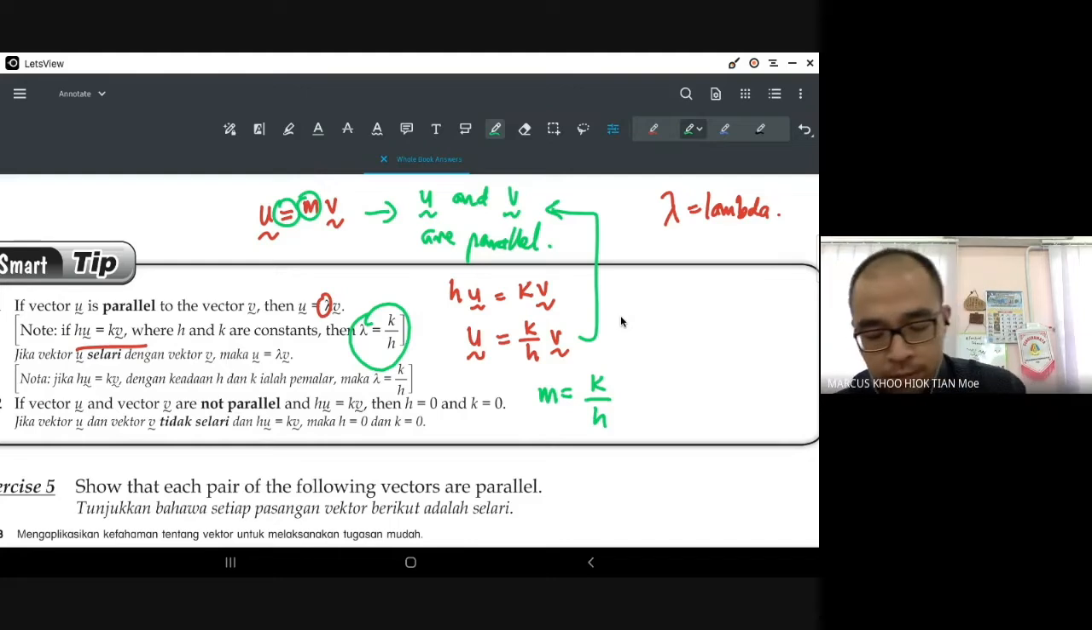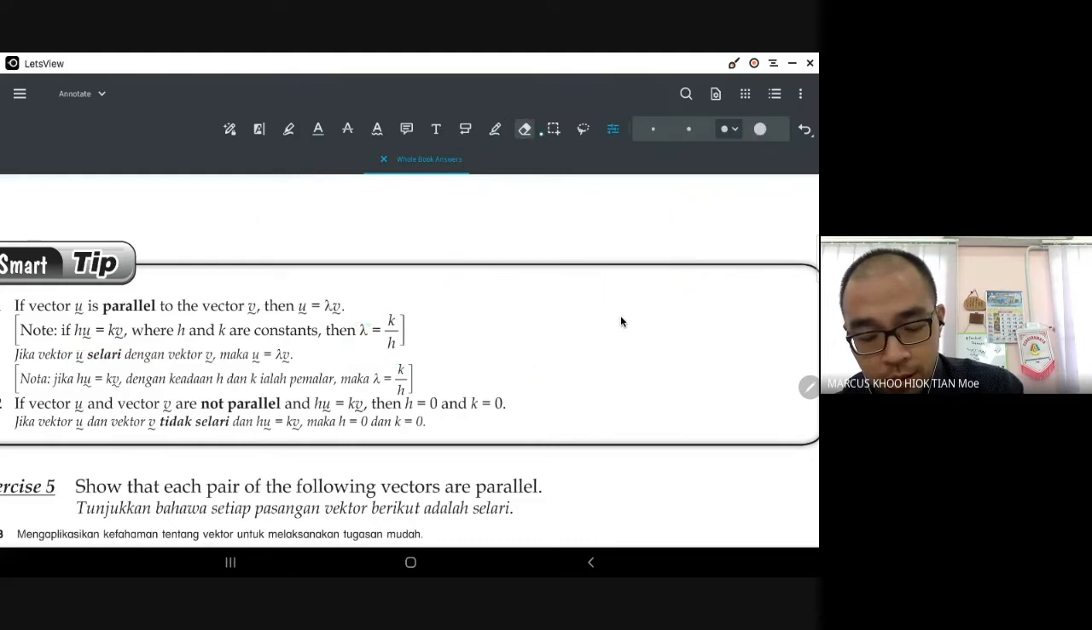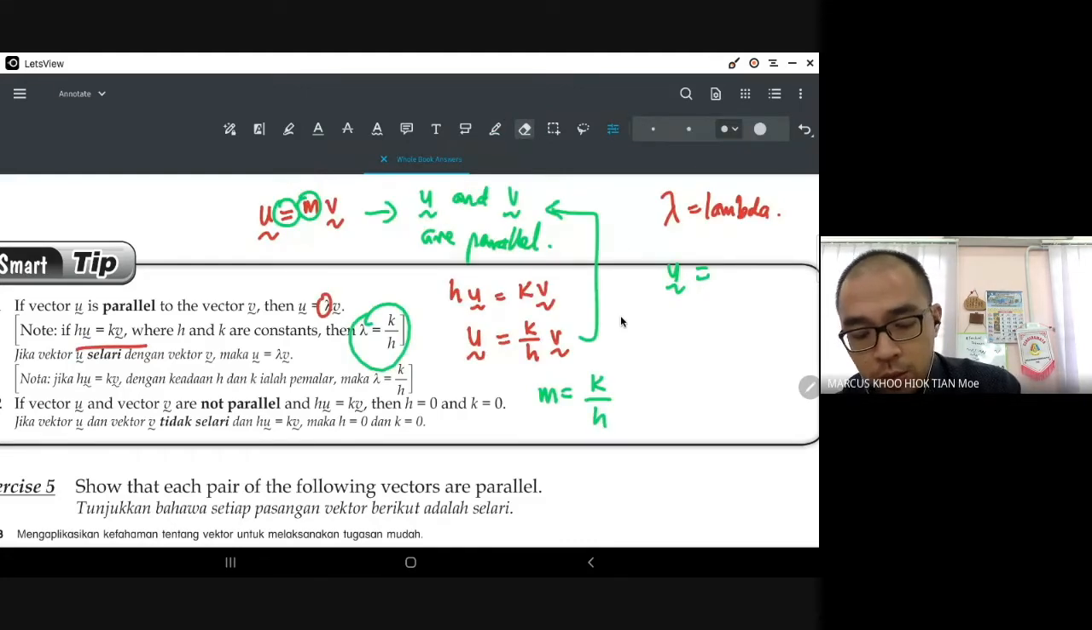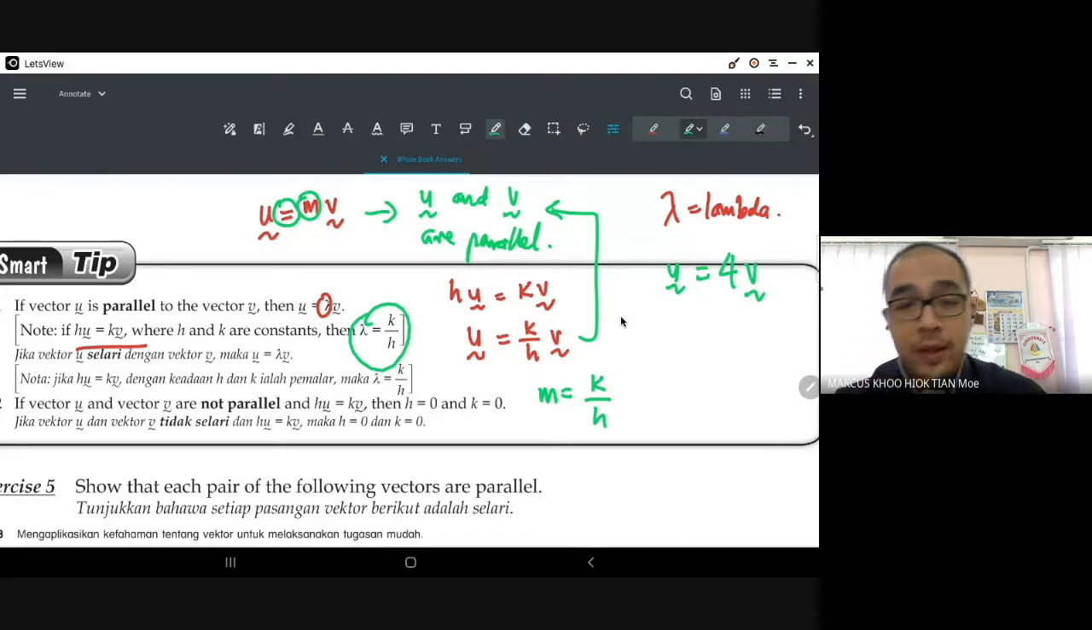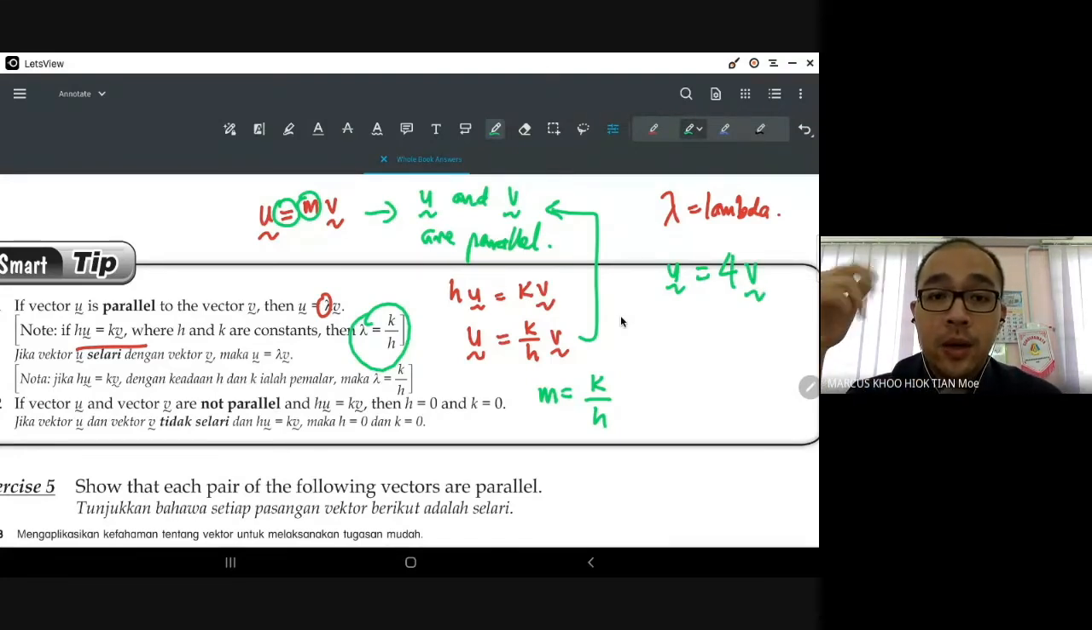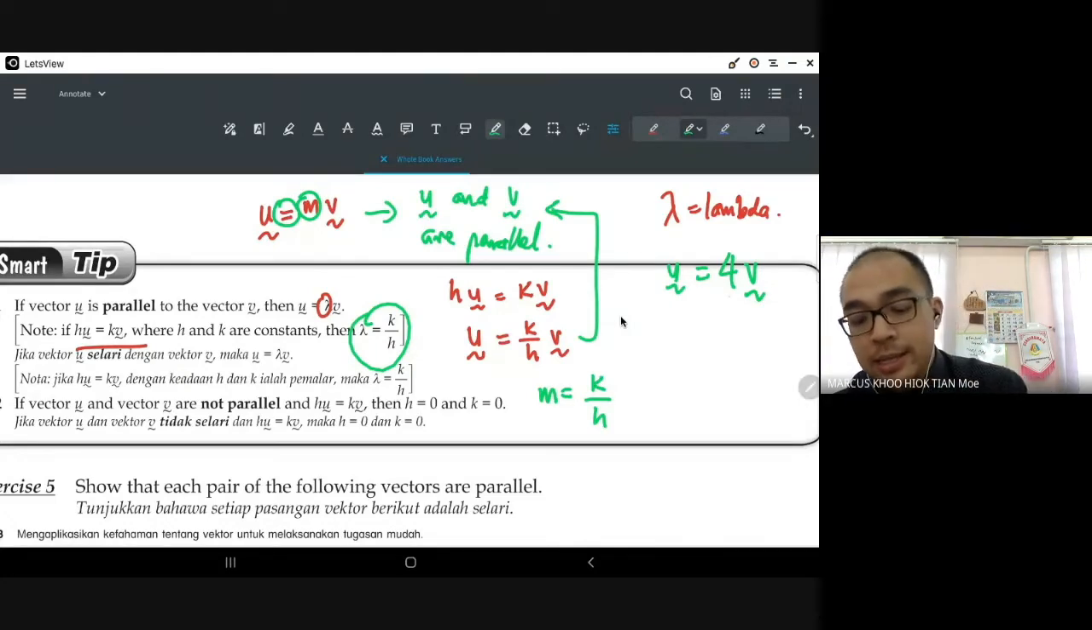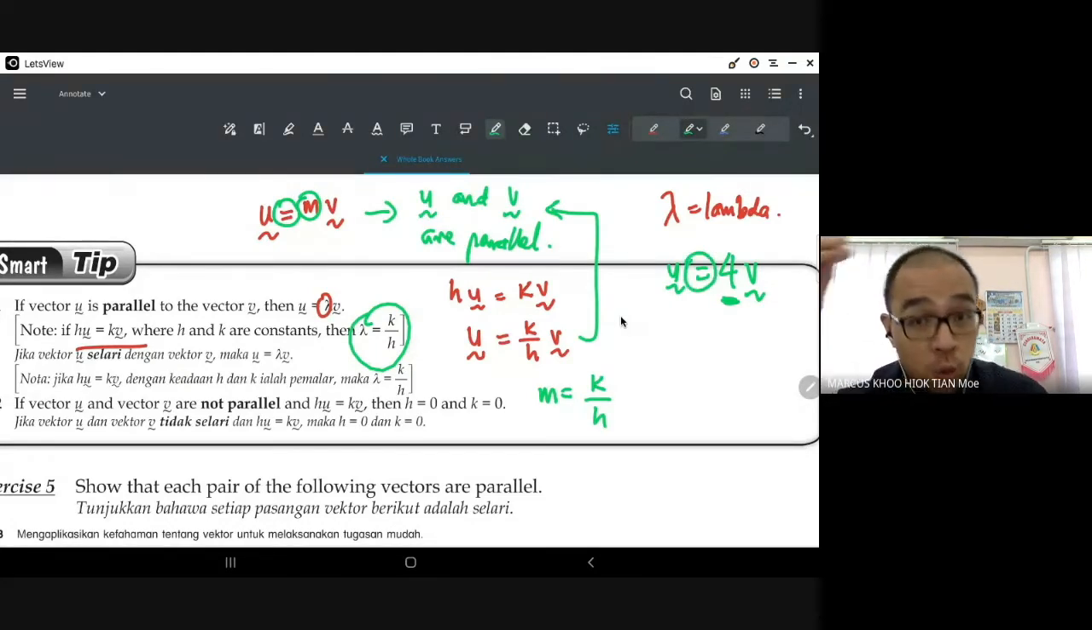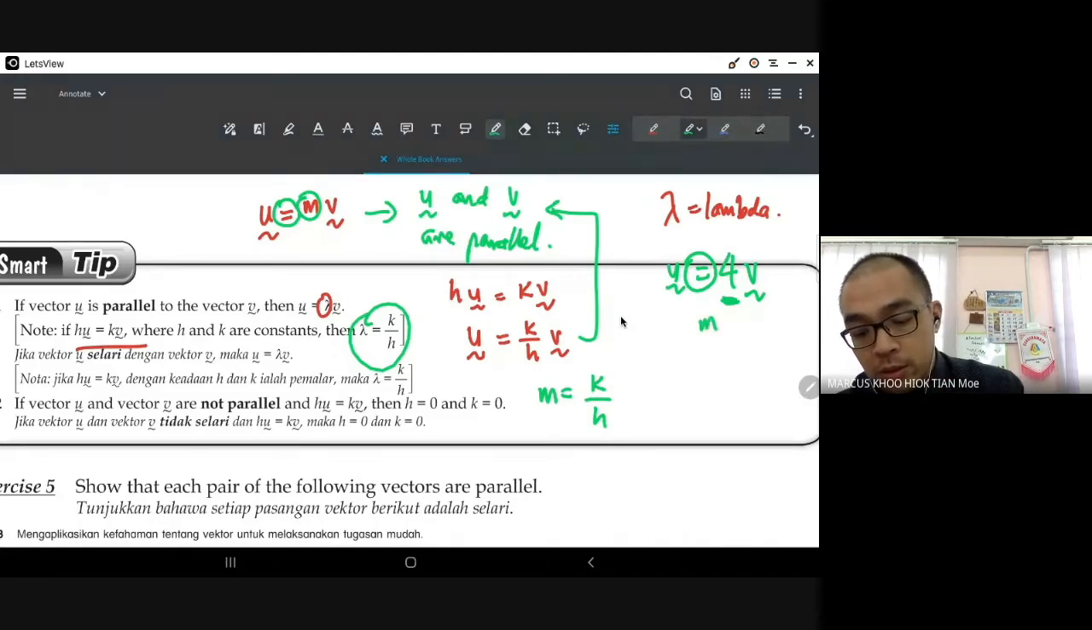Here's an example. Let's say u equals 4v. Now is it parallel or non-parallel? It's parallel because there is a number and it is equal. So m equals 4, according to our understanding over here.